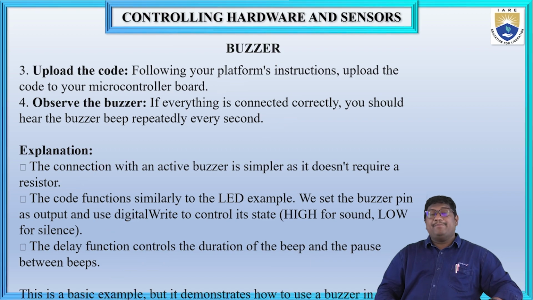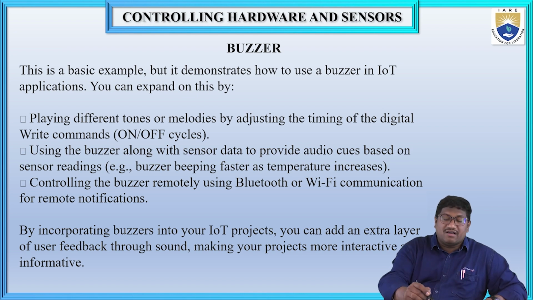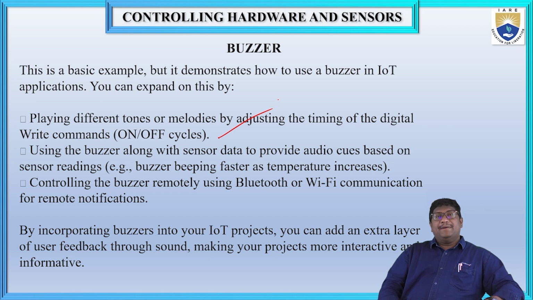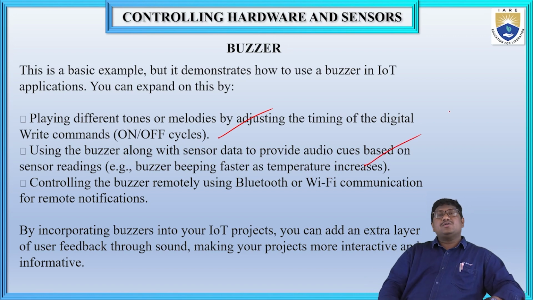This is a basic example of a buzzer, and it can be expanded. You can play different tones in the form of a melody using digitalWrite on and off cycles. You can also use the buzzer with sensors to provide audio cues based on sensor readings, such as a temperature indicator, and control the buzzer using Bluetooth and wireless communication. By incorporating buzzers in our IoT projects, we can add an extra layer of sound feedback, making our projects more interactive and informative.